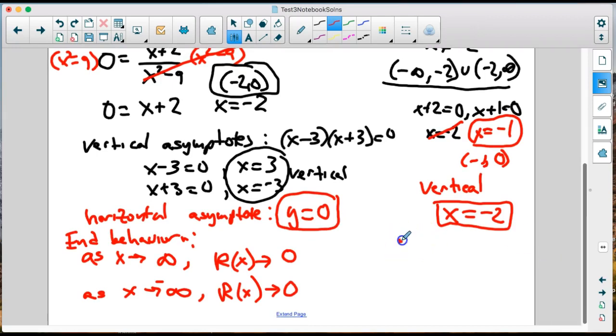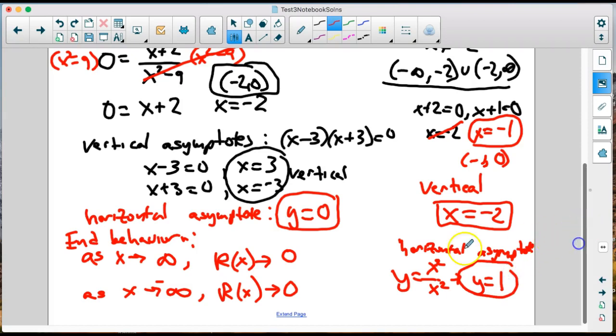So the horizontal asymptote is where y equals your lead terms divided. If they're the same, you divide the lead terms, and they're both x squared, so that's going to give us a horizontal asymptote at y equals 1.